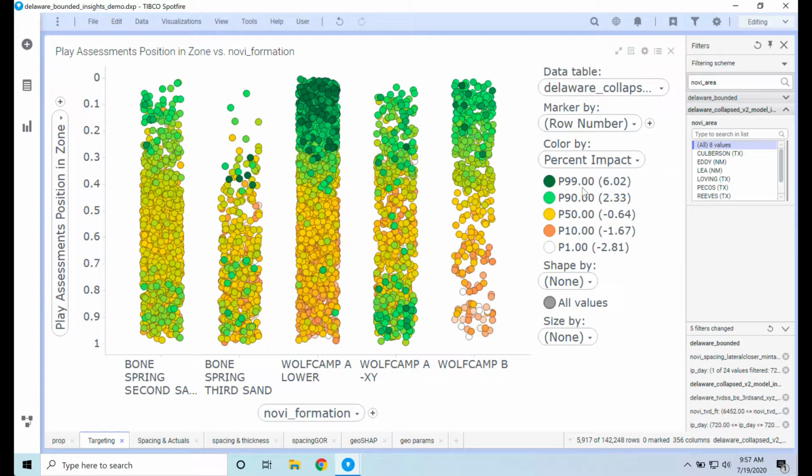So these wells up here with the dark green got a plus 6% relative to model average on the oil production. The ones in the white and the orange are minus 1 to minus 3% production. So the model is essentially saying it really likes these wells drilled up here near the top of the A lower. It sees there's a lot of benefit to the production from being drilled up there. The AXY sits right on top of the A lower, so this high producing zone right here lines up with the high producing zone at the top of the A lower. And the model doesn't actually know that the AXY goes on top of the A lower, so it's pretty cool that it's able to pick up on that.